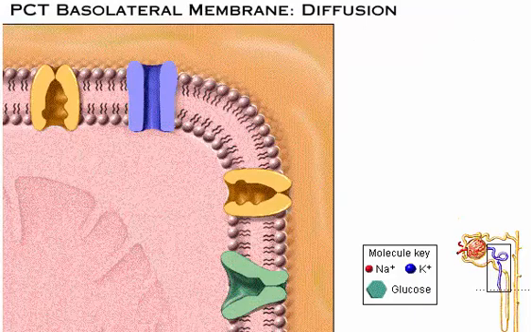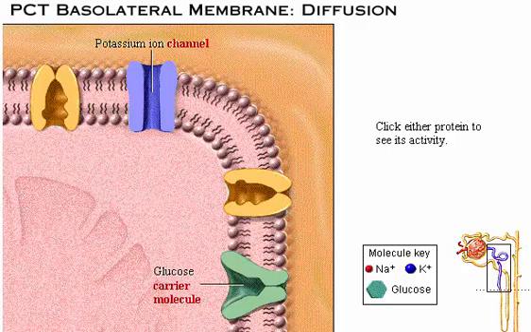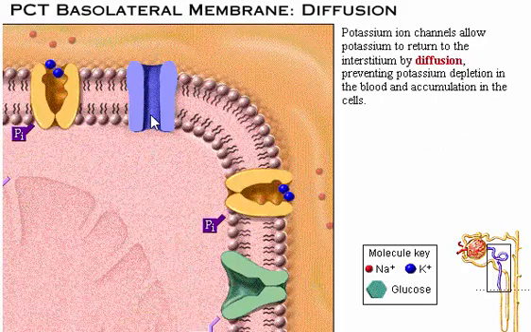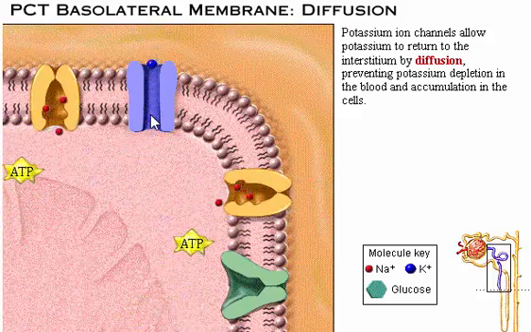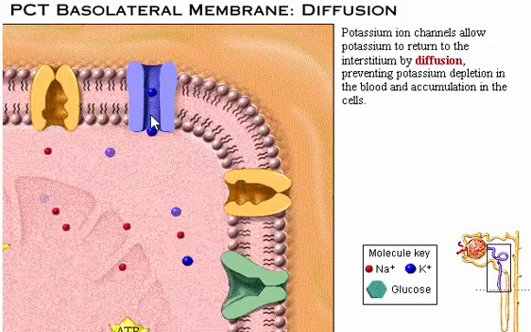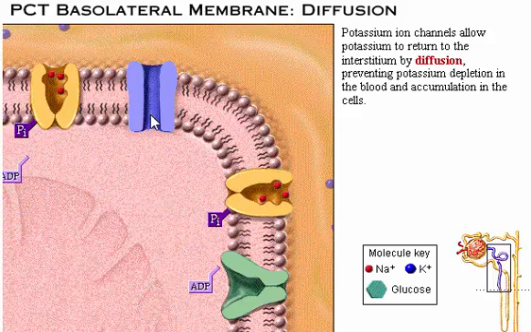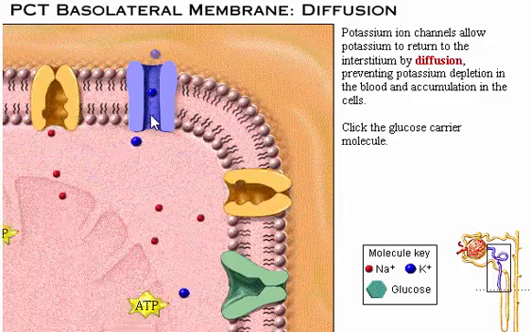Now notice two additional transmembrane proteins in the basolateral membrane, a potassium ion channel and a glucose carrier molecule. Click either protein to see its activity. The potassium ion channel lets most of the potassium ions diffuse from the tubular cells back into the interstitium. It prevents the sodium-potassium ATPase ion pump from causing potassium ion depletion in the blood or excess accumulation in the cells. Now click the glucose carrier molecule to see its activity.